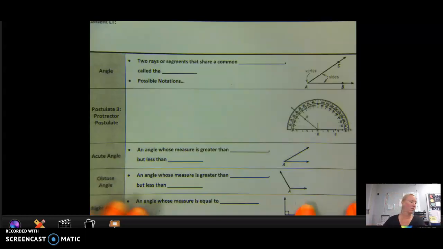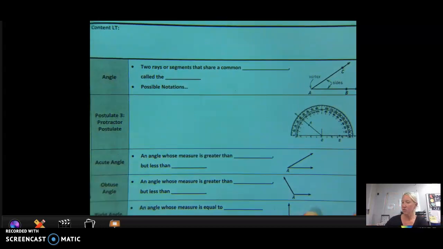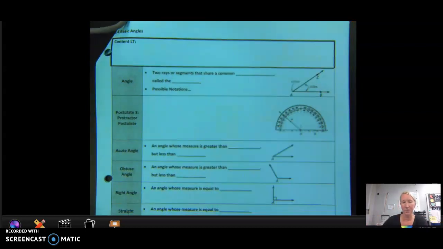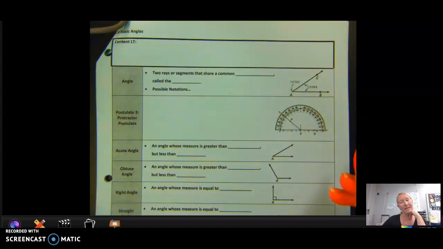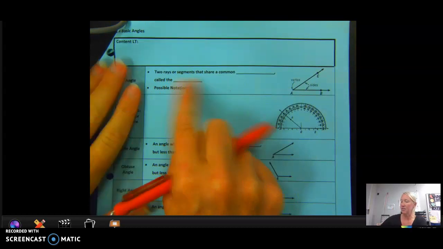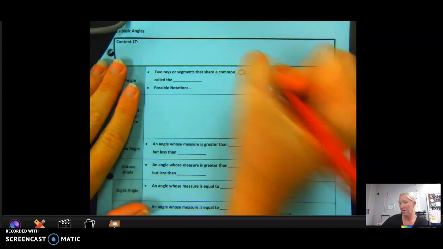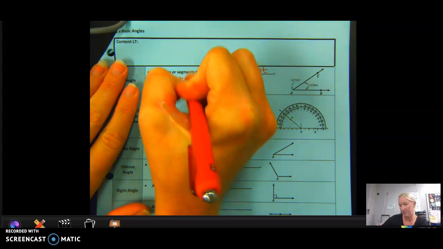Okay, now going on to 1.4. We are going to start talking about angles in this section. We've been talking a lot about segments, right? So now we're going to get into angles. An angle is two rays or segments that share a common endpoint. We call that endpoint their vertex.